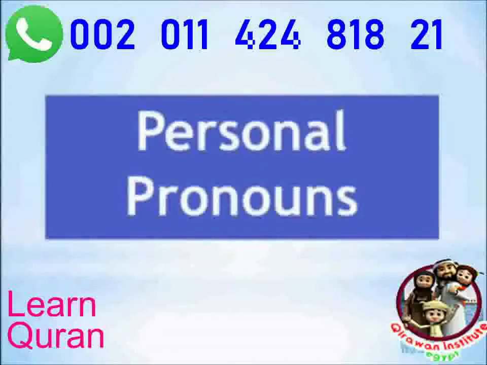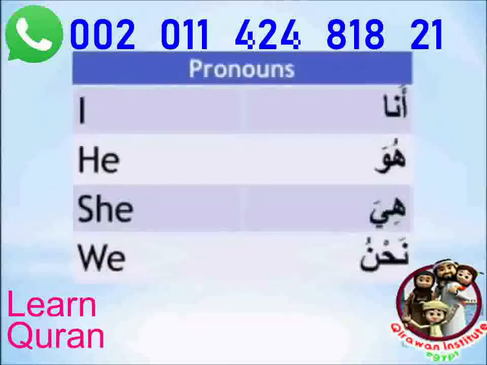So now let's check out the personal pronouns and how to say them in Arabic. I, ana: أنا. He, هو. She, هي. We, نحن. So here we have أنا, هو, هي, نحن.